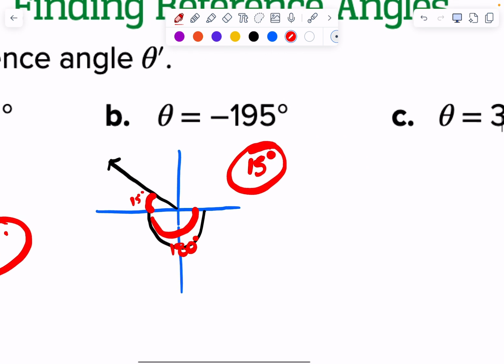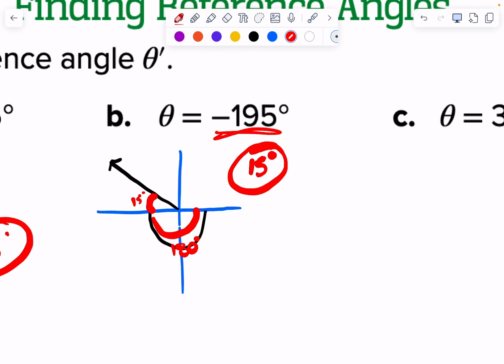Now, if you don't like dealing with negative degrees, what could you do instead, to make him a positive degree? Yeah, I'm going to add 360 to that. Negative 195 plus 360 is going to be 165 degrees. 165 would be this much, but he would still have a reference angle of 15. So same thing. Good?